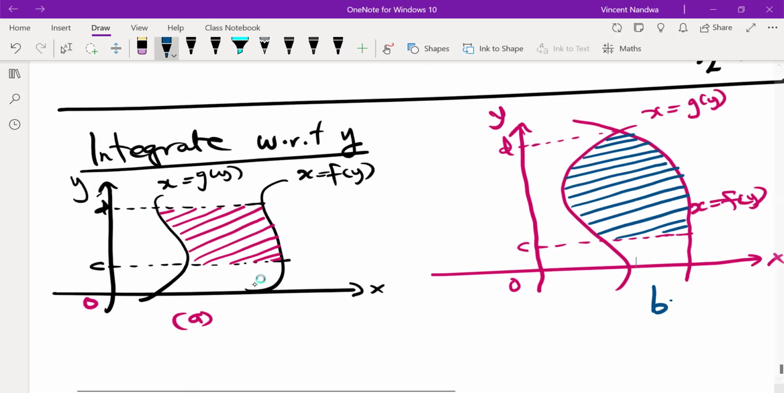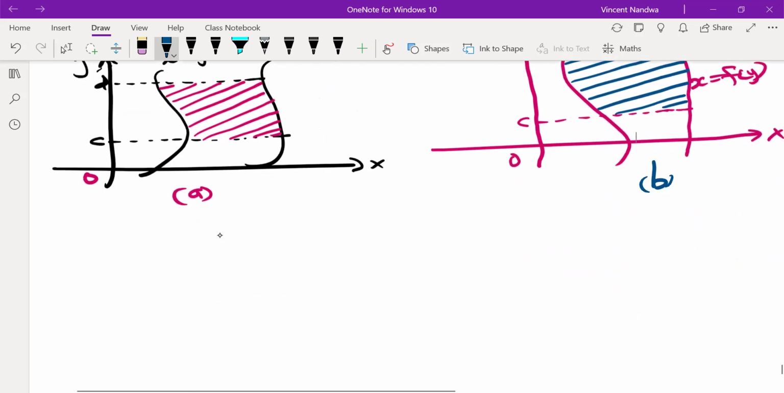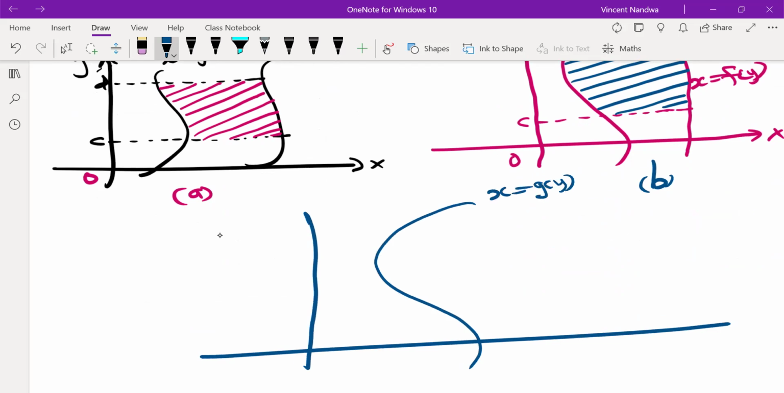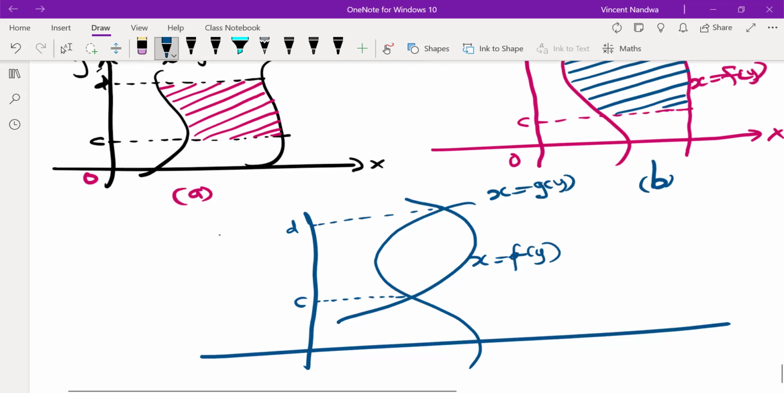So this is case B, or let's say we have case C, where we have, say, an arbitrary graph x equals g of y, and we have this other graph x equals f of y. Let this be d, let this be c. And so the interest is to find this shaded part.